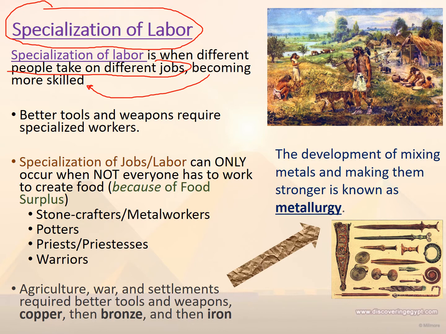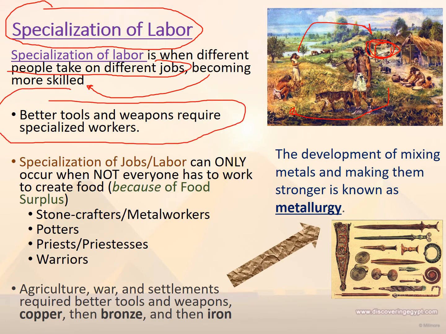But because now we're staying in one spot and some people will stay in the village and make things and others will farm and feed those people, you're going to have better tools and weapons. Specialization can only occur when you have this food surplus to feed the people who are not farming or gaining food themselves. So some examples of these early jobs: stone crafters making stone tools or stoneware. Early on, you might have metal workers once humans learned how to mine or dig and find metal and bend it to their will. Potters who made pottery.